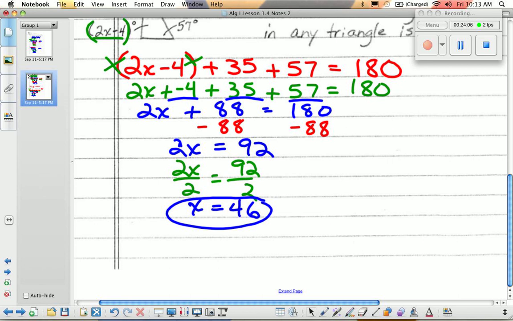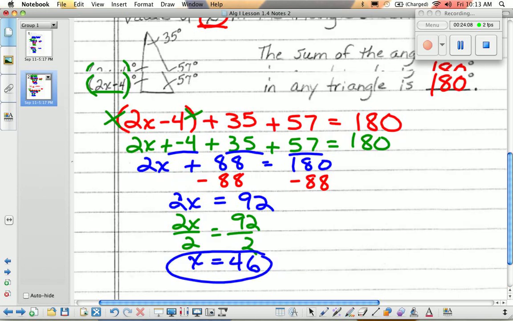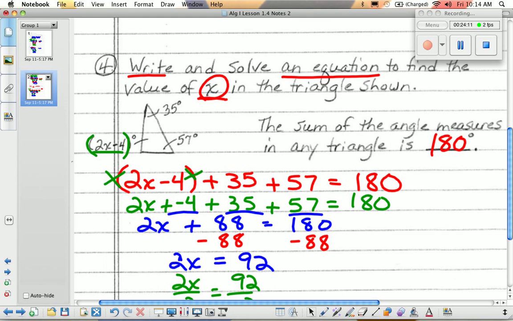What if they had said write and solve an equation to find the value of the missing angle measure in that triangle? What's the angle measure we don't really know? The 2x minus 4. We don't know that, do we? We know it's 2x minus 4. We don't really know what it measures, though. So if they ask that, then we'd have to do one more step, wouldn't we? We'd have to put 46 in for x, double it, and take 4 away.